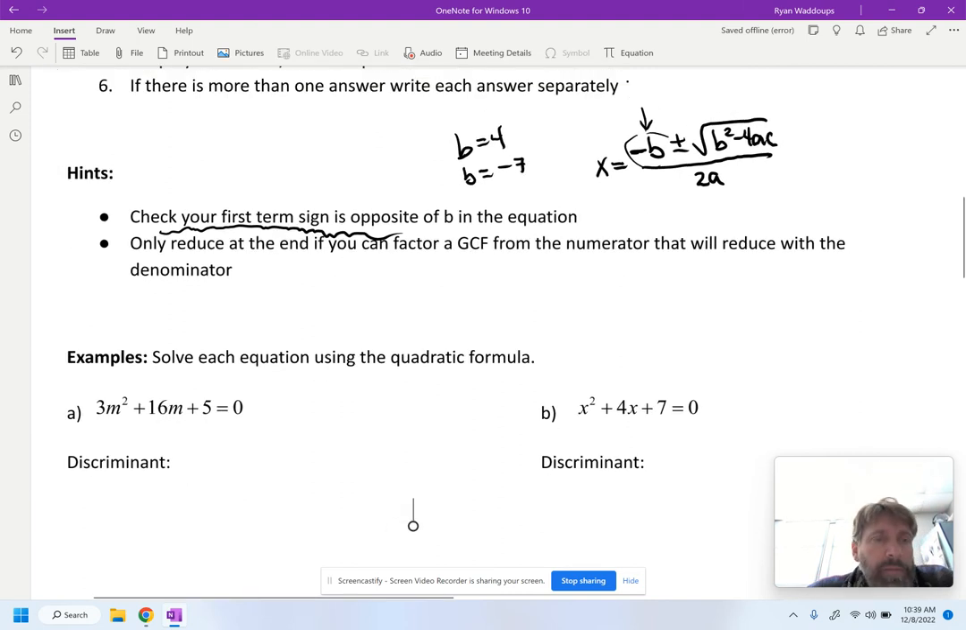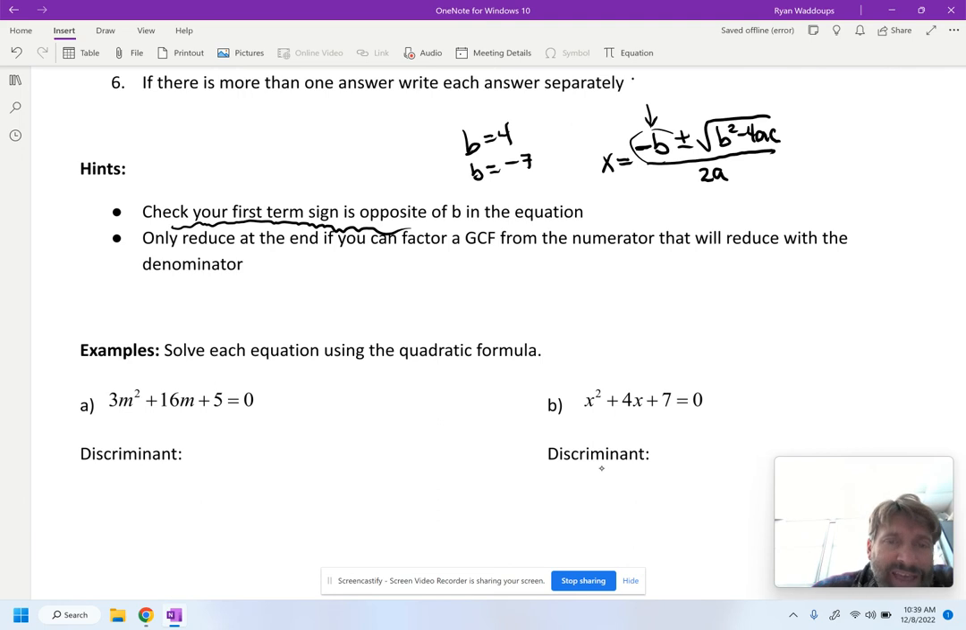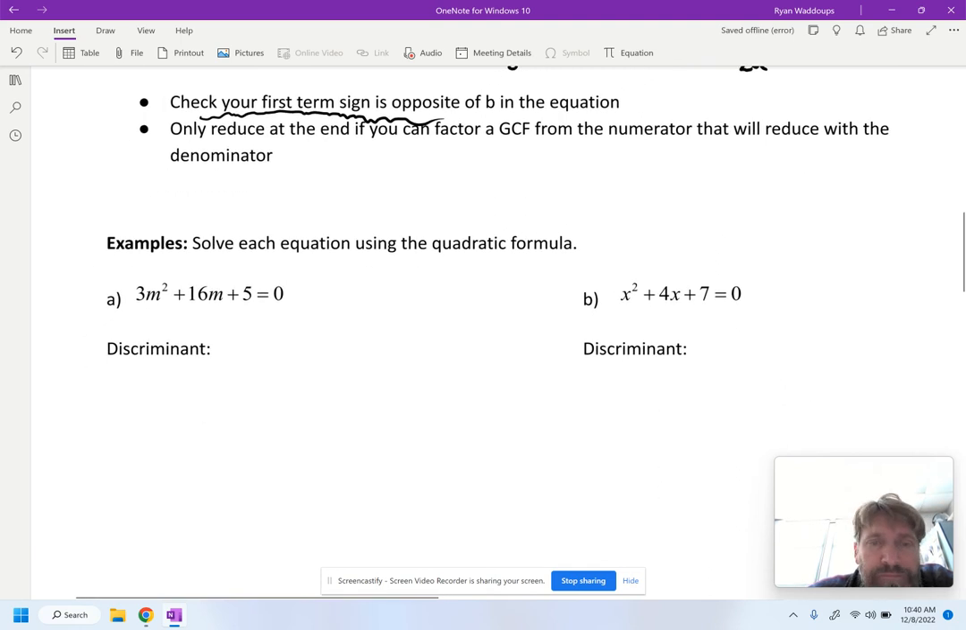All right. Only reduce at the end if you can factor a greatest common factor from the numerator that will reduce with the denominator. We'll see some examples of that moving forward here.